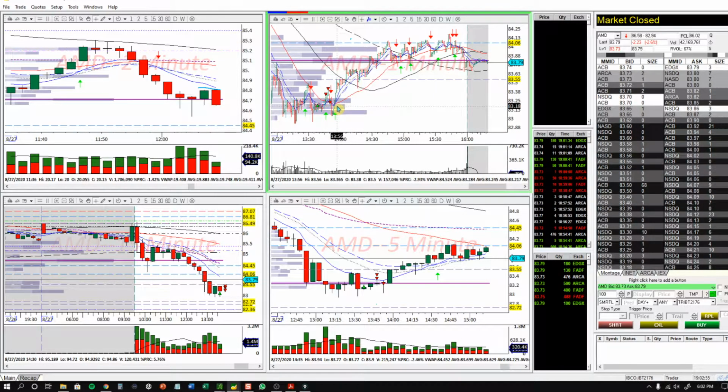That would be, let's see, my entry was 83.18, so it basically made a $1 move, but I took all of 13 to basically 15:30, so 2 hours if you're willing to wait that long. But that's my trade on AMD for today.